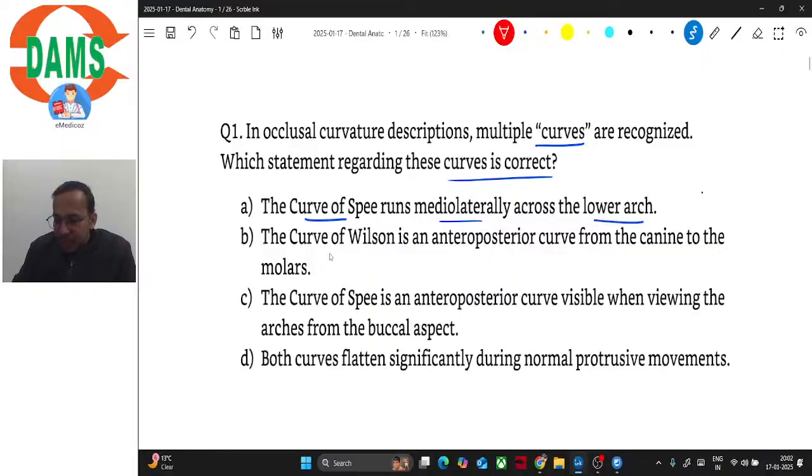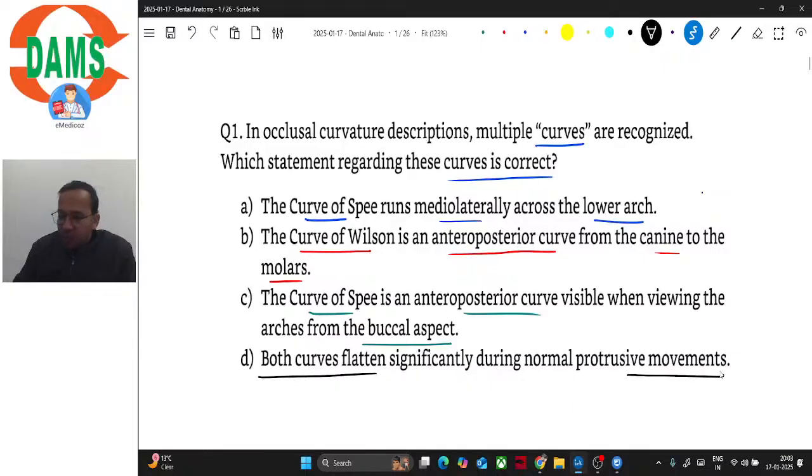Second option says the curve of Wilson is an anterior-posterior curve from canine to the molars. And third statement says the curve of Spee is an anterior-posterior curve visible when viewing the arches from the buccal aspect. The last statement, both curves flatten significantly during normal protrusive movements. So do you think these curves flatten during the normal protrusive movements?